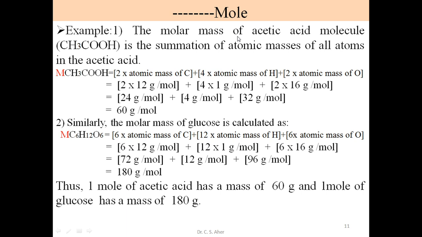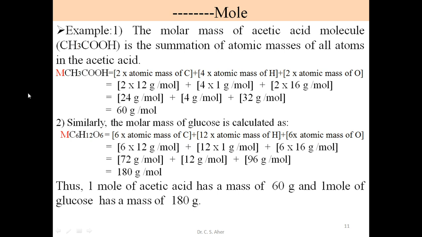If we take the molar mass of the acetic acid molecule, what is the formula of acetic acid? CH3COOH. In this substance there are 2 carbon atoms, 4 hydrogen atoms and 2 oxygen atoms. So 3 types of atoms are present. What is the molar mass of acetic acid? It is the summation of the atomic masses of all atoms in acetic acid.